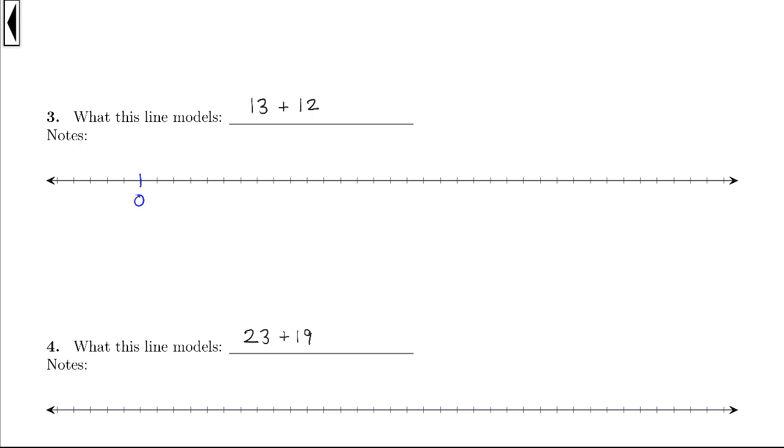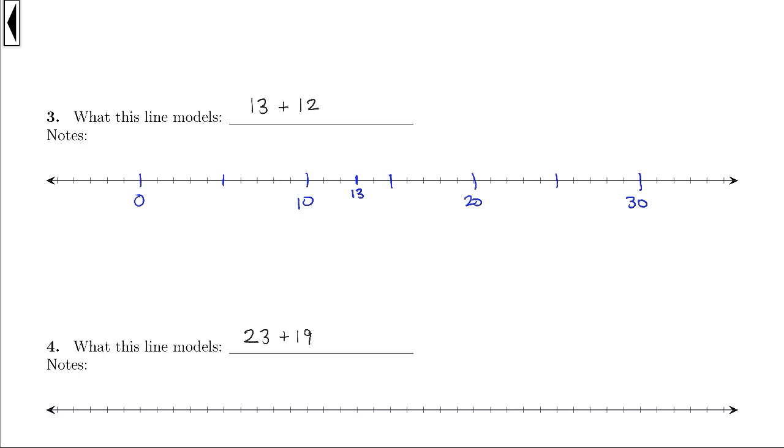Here's 0, 1, 2, 3, 4, 5, 6, 7, 8, 9, 10. Here's 10. 1, 2, 3, 4, 5, 6, 7, 8, 9. There's 20. 1, 2, 3, 4, 5, 6, 7, 8, 9, 10. There's 30. Okay, so starting at 13. So here's 13. We start there and we're going to add 12.